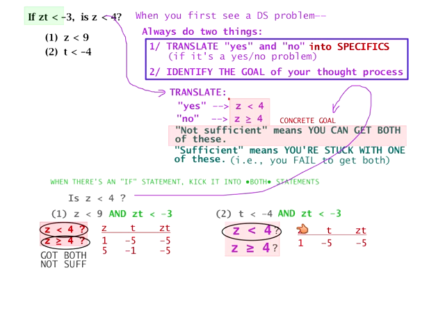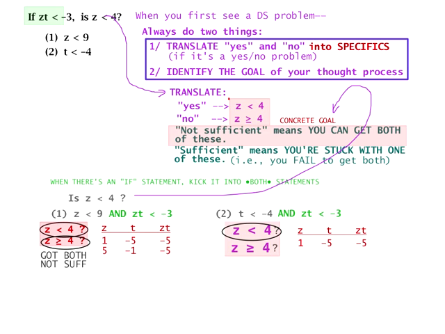Rachel, both of those statements would be z less than 4. And one of them would not satisfy the condition either. So remember to keep the goals in mind. What are we trying to accomplish now? We're trying to get z to be 4 or more.